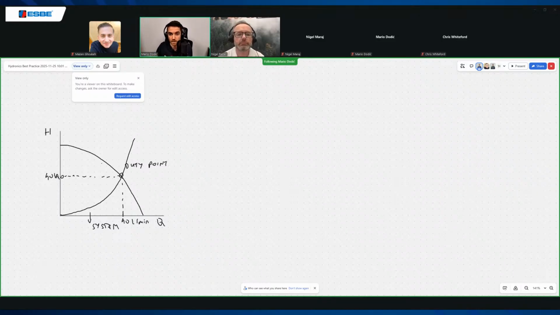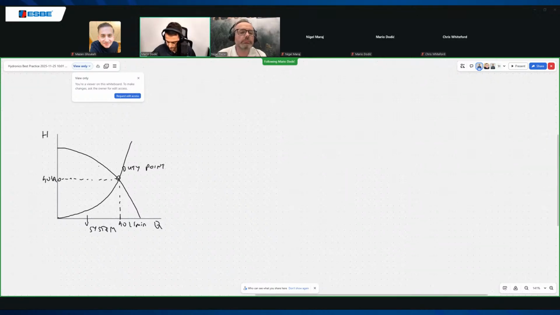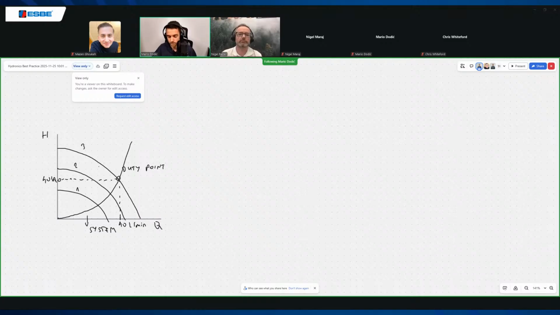And usually in modern heat pump systems in EU, you will have all modulating pumps. In UK, still you can have some fixed speed pumps. So if you have fixed speed pumps, you will have something like this. So this will be three main curves. So let's say 1, 2, and 3, and you can choose between these three curves.